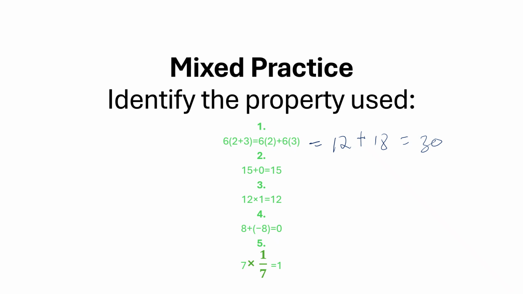Now looking at the second question, we have 15 plus 0. That is the additive identity, and it will give you 15. 12 times 1 is 12. 8 plus negative 8 is 0. And then 7 times 1 over 7 is equal to 1.